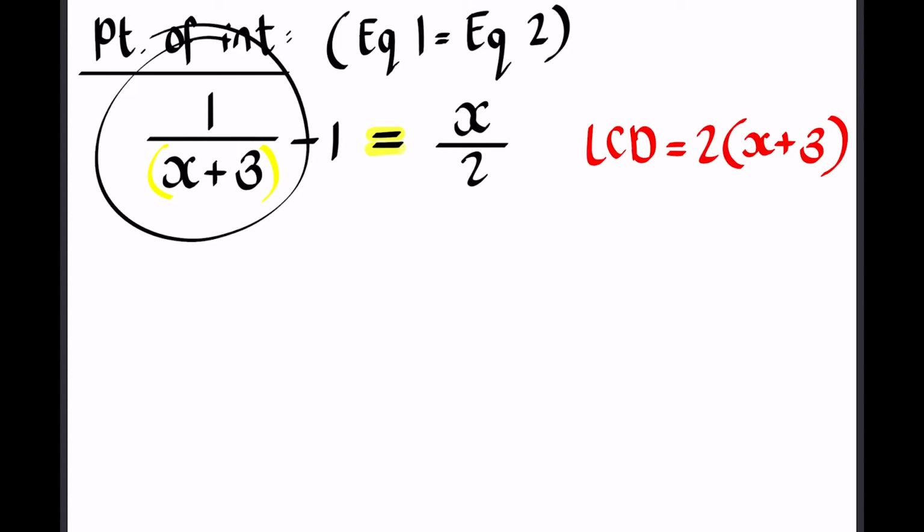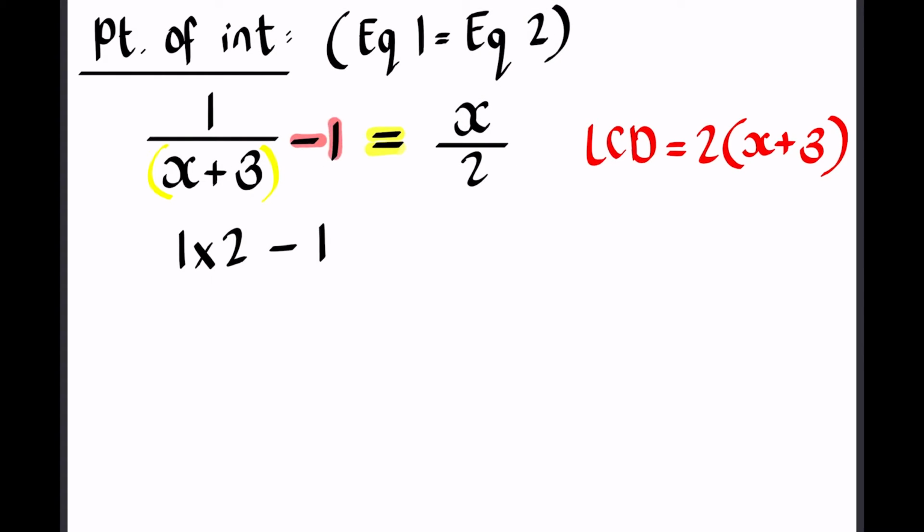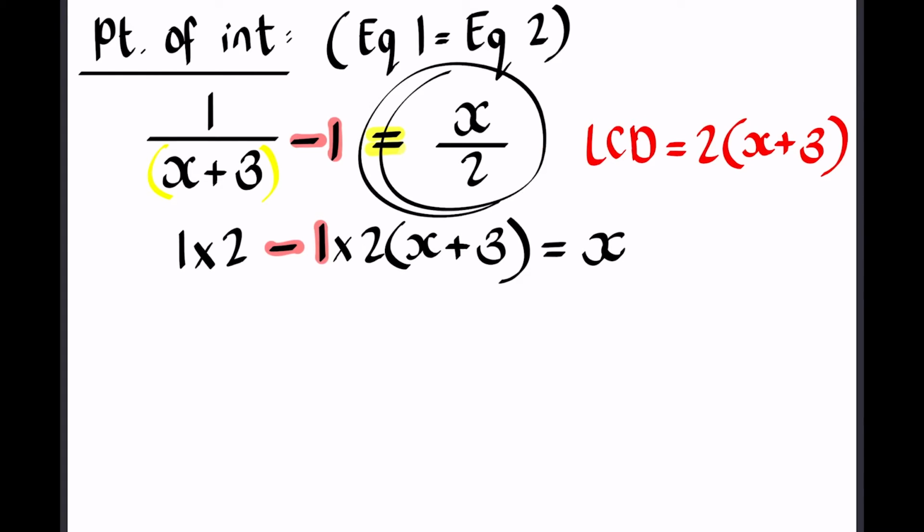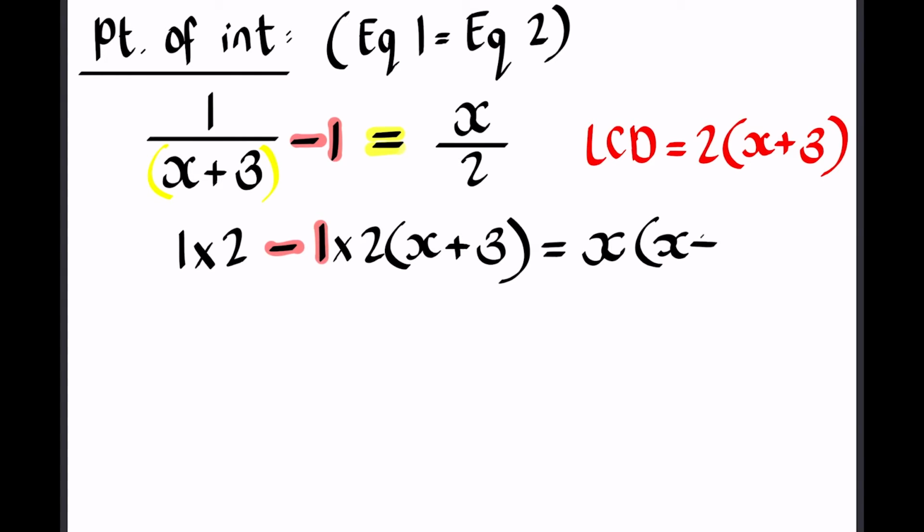So if I look at my first fraction over here, I have 1 over x plus 3. What's missing? The 2. So it will be 1 times 2. Minus 1. So this minus 1 is staying the same. What's missing from this? Well, this doesn't have any denominator at all, so it's missing the whole thing. So it's 1 times 2 into x plus 3, and that is equal to, carry down my x. What is missing from that fraction? The bracket of x plus 3.